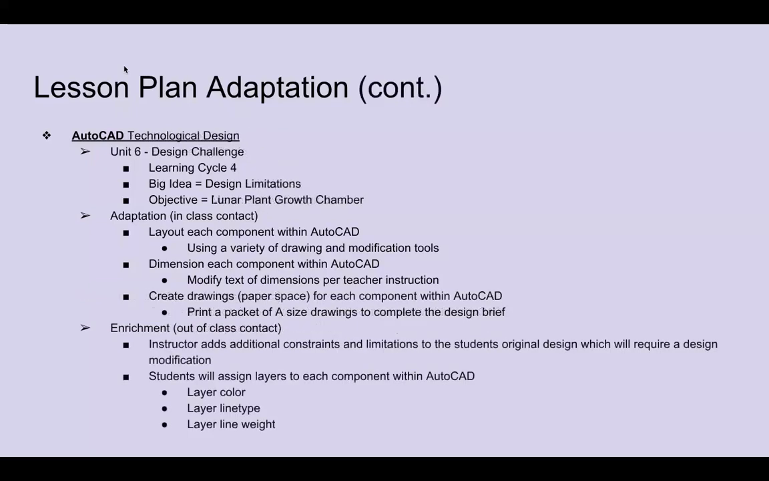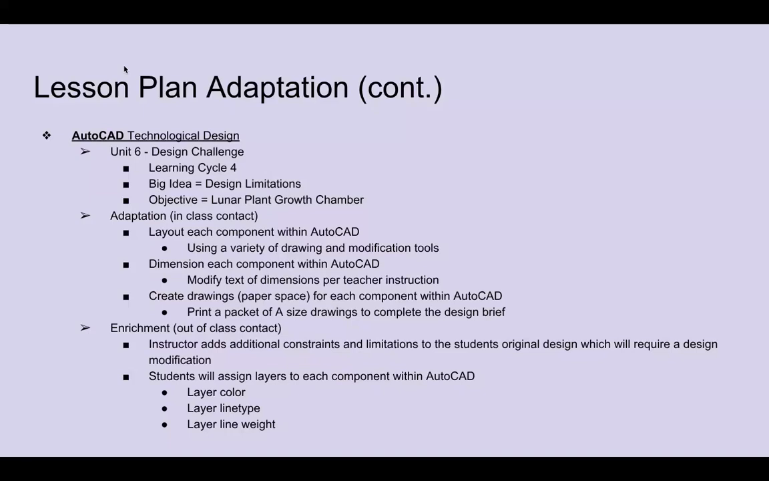If we look at Tech Design, Unit 6, let's navigate to Unit 6 and the design challenge. We'll see Learning Cycle 4, big idea: design limitations. The objective is the lunar plant growth chamber. Your in-class adaptation would look like this: you lay out each component within AutoCAD, using your drawing and modification tools, dimension each component, and modify the text and dimensions per the teacher instruction. You can also create your A-size drawing package as a PDF.